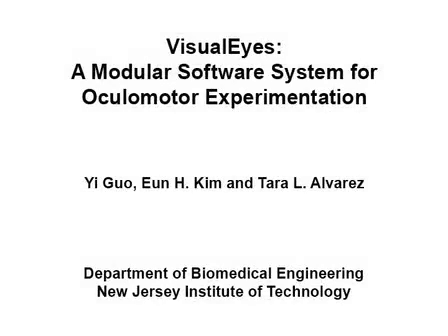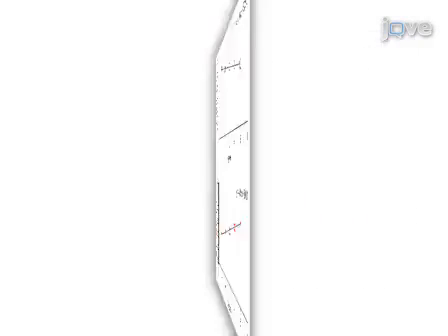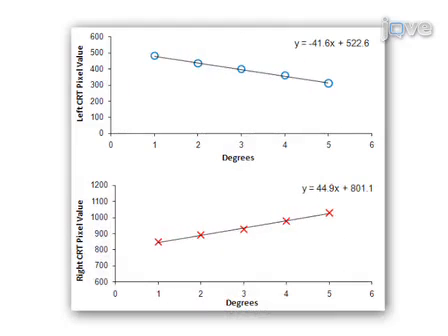The overall goal of this procedure is to allow an experimenter to generate an array of visual stimuli using the VisualEyes system to conduct an oculomotor study. First, the VisualEyes system needs to be calibrated by converting pixel values to degrees using measured targets.